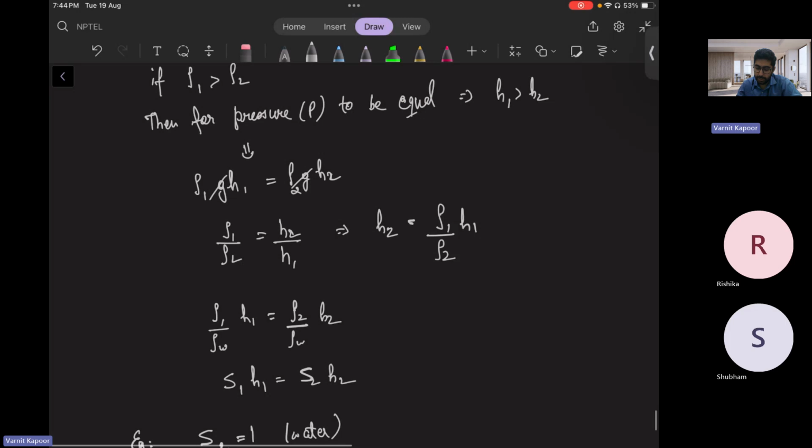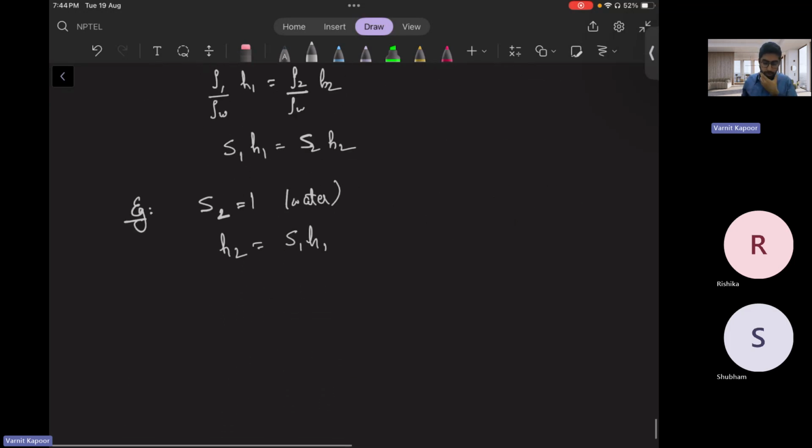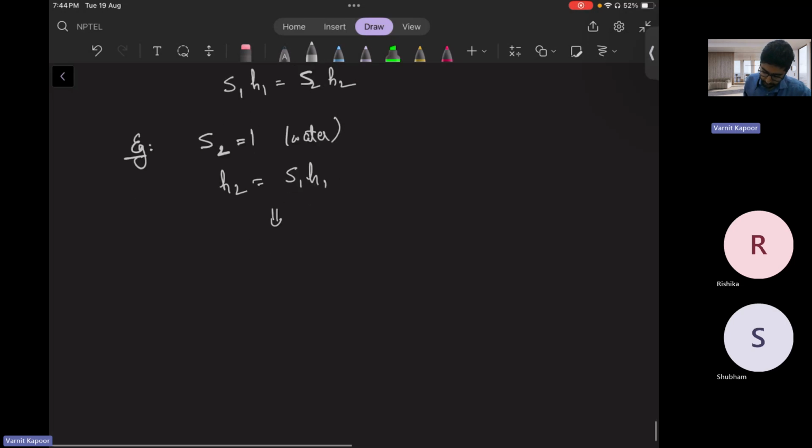Similarly, you can write this in terms of specific weights as well. H2 in terms of specific weights, if you multiply with g, it will be rho1 g by... or w1 by w2 into h1. So let us take an example here, this example again.